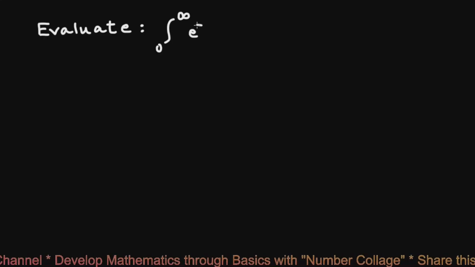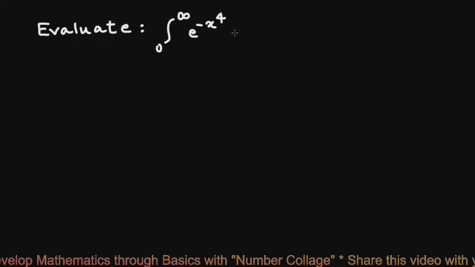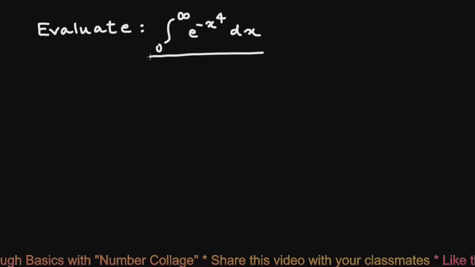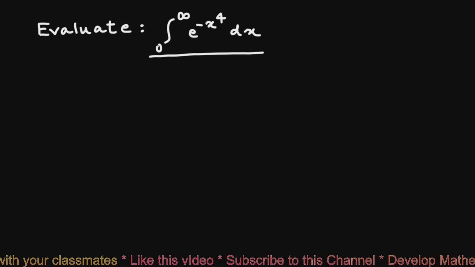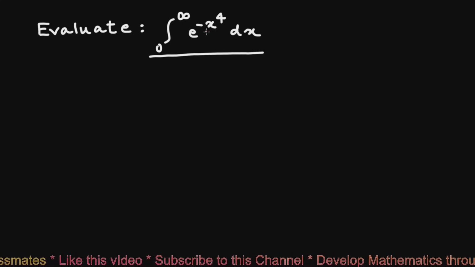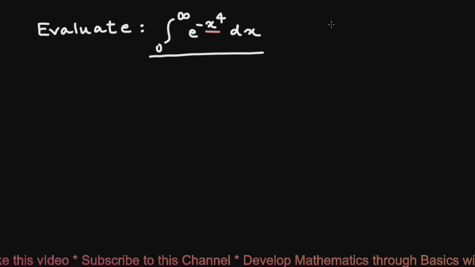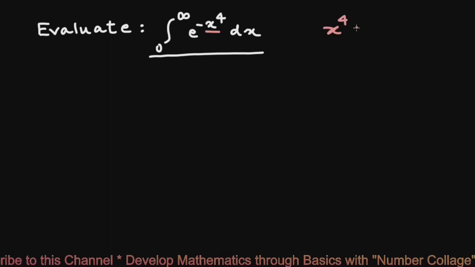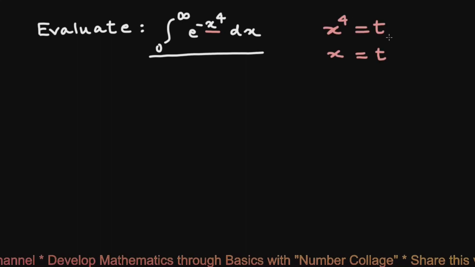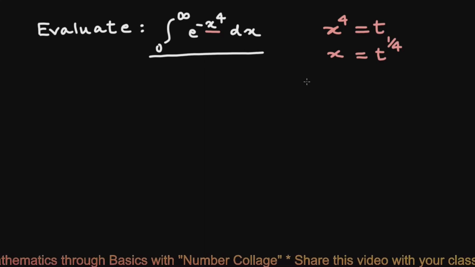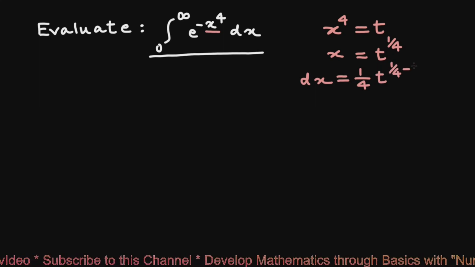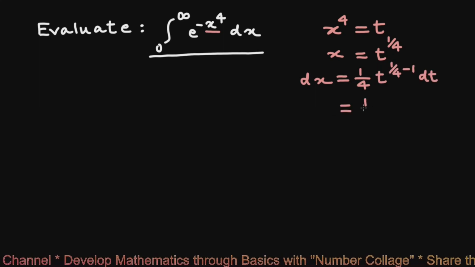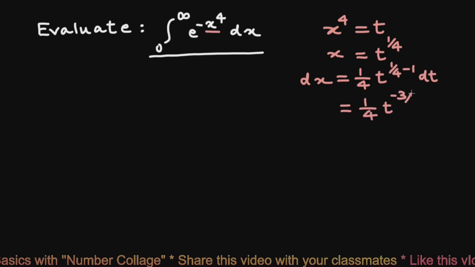We will evaluate integral from 0 to infinity of e raised to minus x raised to 4 dx. Now this integral does not look like the integral of gamma function, but it can be converted into the definition of gamma function by substituting x raised to 4 equals t. So we will substitute x raised to 4 equals t. x will be 1/4 power of t. After differentiation, we get dx equals 1/4 t raised to 1/4 minus 1 dt. That will be 1/4 t raised to minus 3 by 4 dt.